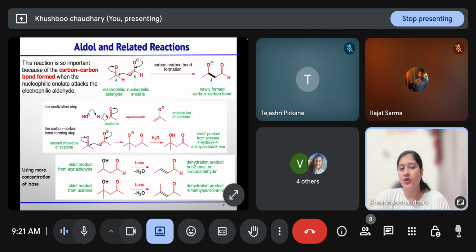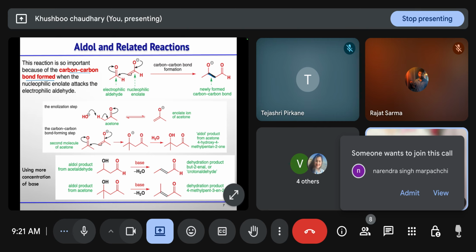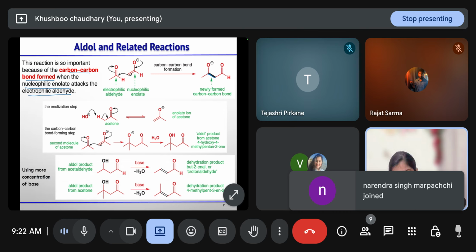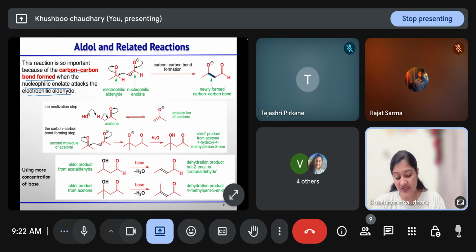Now, why are these aldol reactions so important? Because of the formation of the carbon-carbon bond that is formed when your nucleophilic enolate attacks the electrophilic aldehyde. So this enolate is nucleophilic and it is attacking the electrophilic aldehyde to form the carbon-carbon bond. That's why these reactions are important.